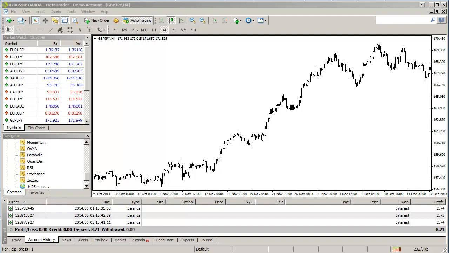In this 5-minute video, we're going to discuss the ZigZag indicator, which is one of the default indicators that comes in your Metatrader 4 platform.